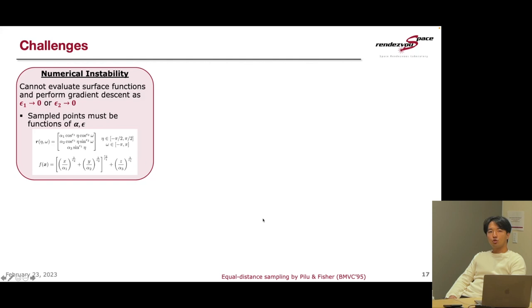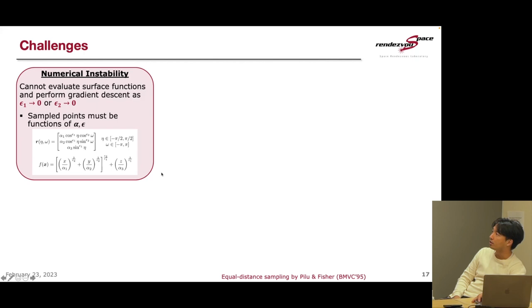One is actually a pretty well-known issue with the superquadric, and that's numerical instability. If you look at the explicit, actually both of these surface functions here, you can see that when either one of the shape parameters epsilon gets infinitely close to zero, you cannot really evaluate these functions. If any of them goes to zero, you're not going to be able to sample the points from all the different faces of the cube, for example. And also here, the exponents go to infinity, so you're not really going to be able to evaluate it.